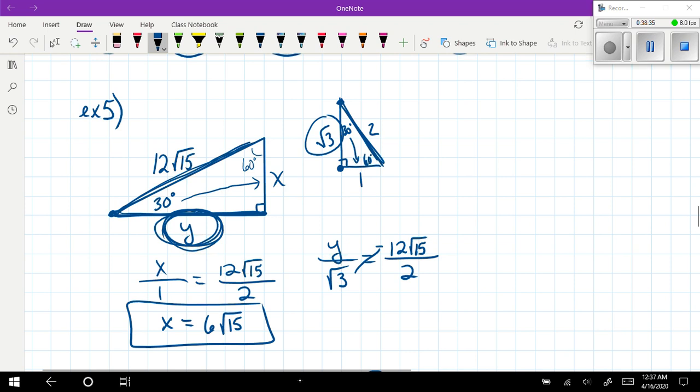So I'm going to cross multiply these things. I'm going to get 2y is equal to, and I have 12 root 15 times root 3. You know, I think it's worth actually writing this out.